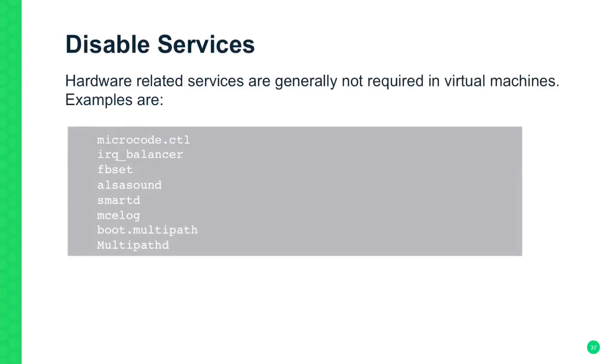Obviously, you can disable all the services that are not needed by the operating system when it is virtualized on VMware, like microcode, IRQ balancer, ultrasound for the sound card, and other configurations, like multipath, for example.